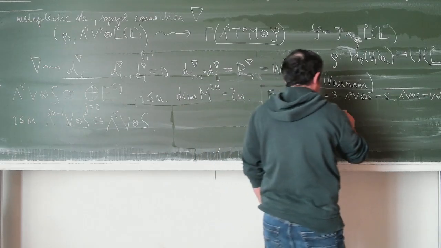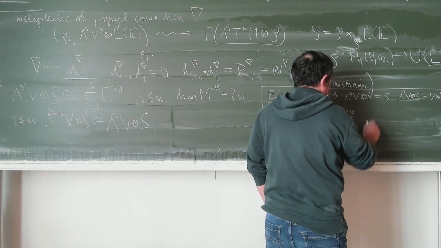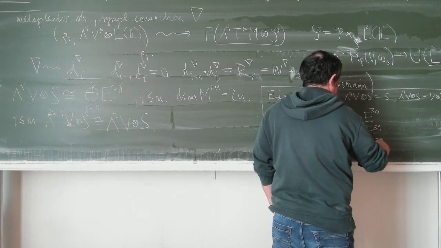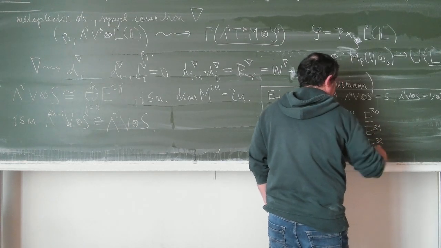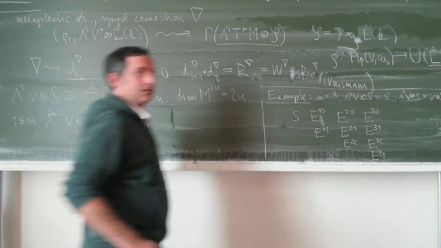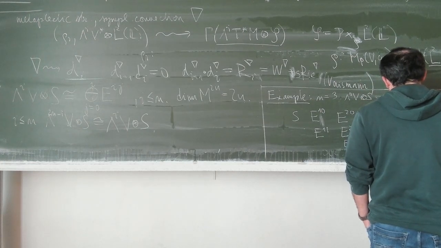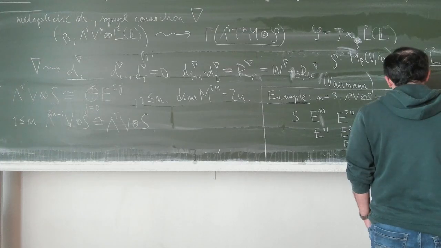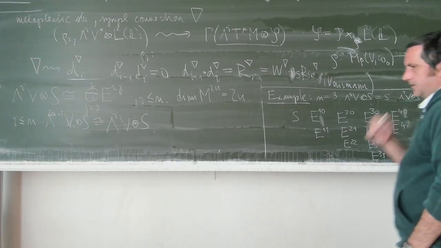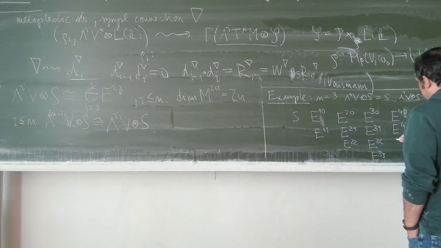Then we have two forms. They decompose in this way. Three forms, they decompose in this way. And the forms of degree bigger than half of the dimension of the manifold decompose correspondingly.